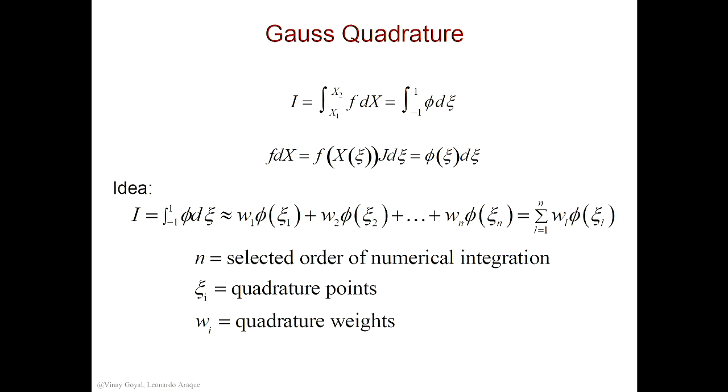And they will come with some values for weights. So W1 times phi at this location plus W2 times phi at that location. If you have 1 point, you will use this. If you use 2 points, you use that. The more points you use, the more accurate it gets, okay? That way, you're integrating by just using this technique, sampling. You're sampling the domain.